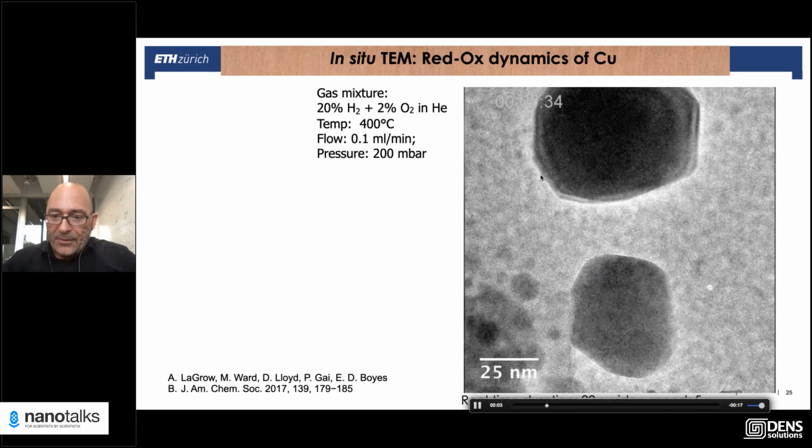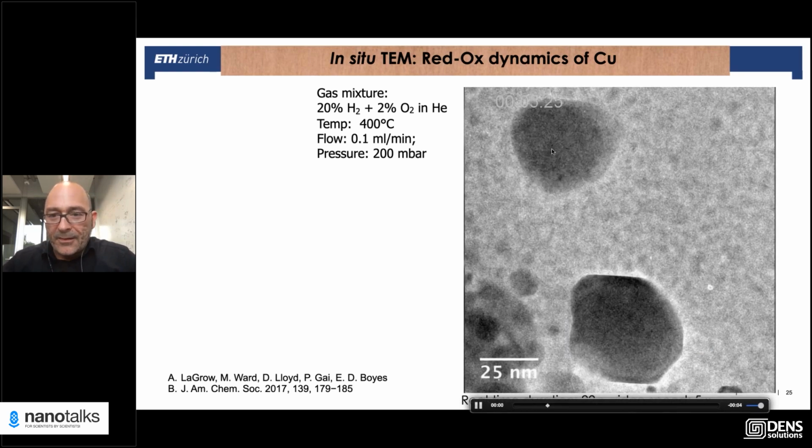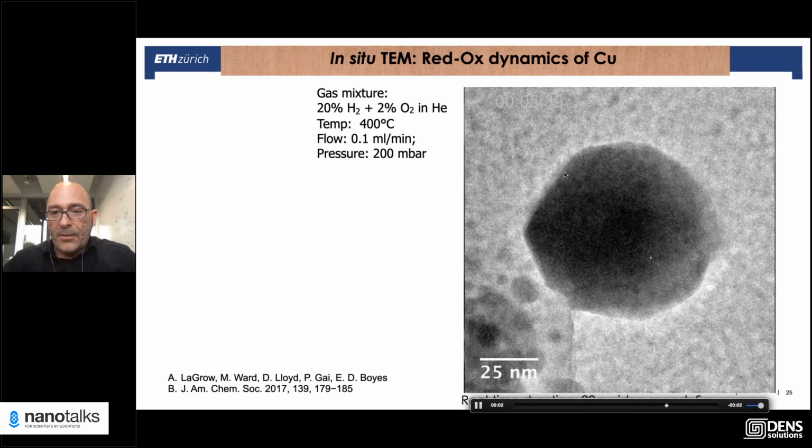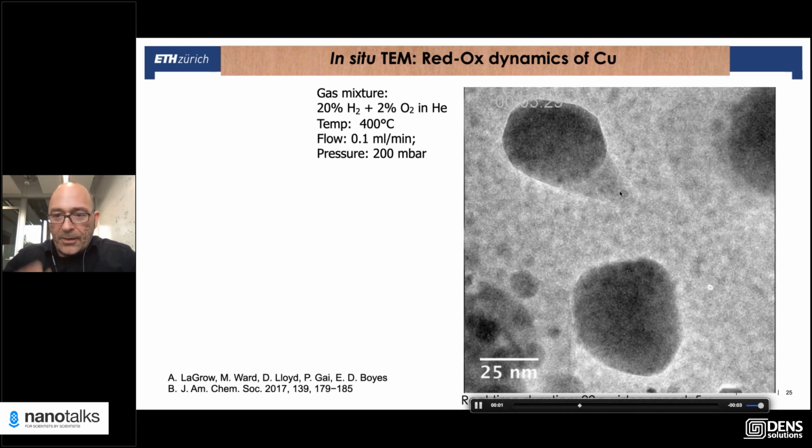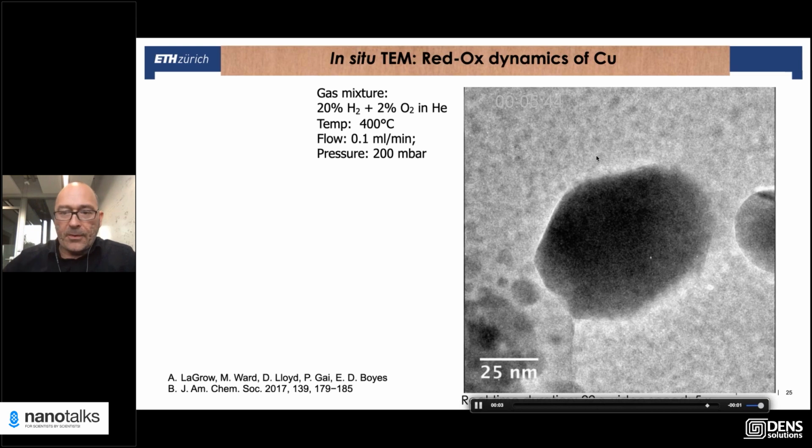This is a bright field TEM. You see a sintering process, but what you also see is that the particles of copper, because of the oxygen, form copper oxide outgrowth. So they grow like noses or tails of copper oxide.